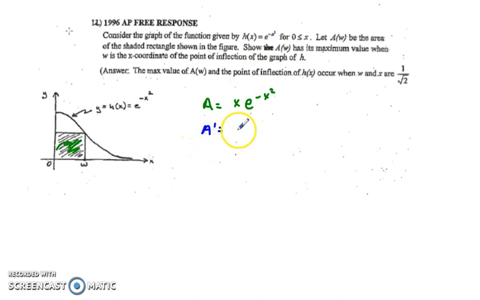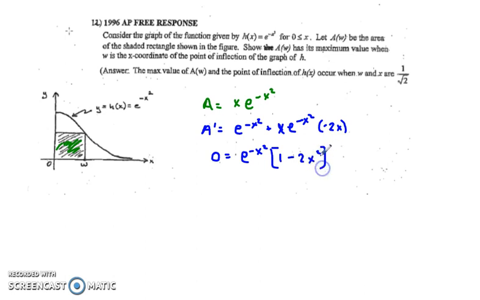So the derivative of x is 1 times e to the negative x squared plus x times the derivative of e to the negative x squared, which is itself times the derivative of that inside function, the exponent. Derivative there is negative 2x. So I need to set this equal to 0, and it is in my best interest to factor out the e to the negative x squared and be left with 1 minus 2x squared.